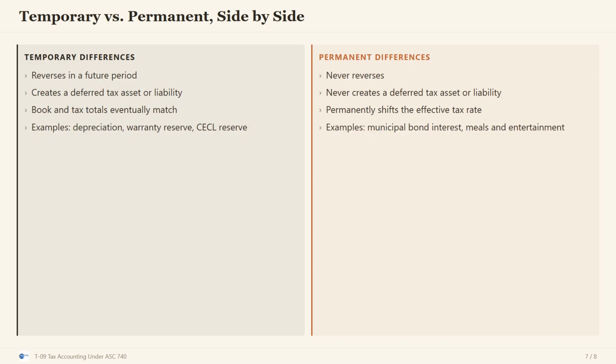Putting the 2 categories next to each other makes the distinction concrete. Temporary differences reverse over time. They create a deferred tax asset or liability, and the total book and tax amounts eventually match. Permanent differences never reverse. They never create a deferred tax asset or liability, and they simply move the effective tax rate for good. Recording deferred tax on a permanent item is one of the more common mistakes in an ASC 740 provision. So this test, will it reverse, is worth applying every time a new book tax gap shows up.